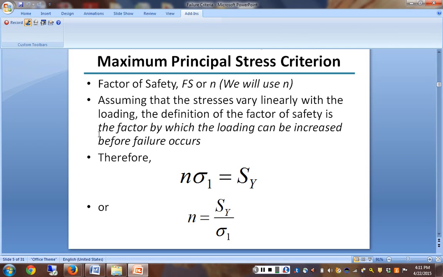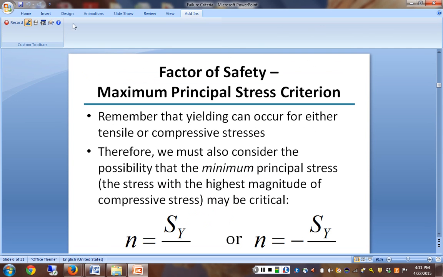Your largest principal stress is sigma 1, and the ratio of the yield strength of the material to the largest principal stress is the factor of safety. If a material can handle 40,000 psi, and your loading situation has 40 psi, then you'd have a factor of safety of 1,000. So that's factor of safety, but sigma 1, the biggest one, is usually a tension. What if you've got a compression?